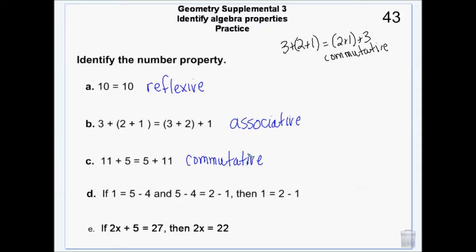1 equals 5 minus 4, and 5 minus 4 equals 2 minus 1. So 1 equals 2 minus 1. Essentially this middle bit was crossed out and taken out, so that's transitive. Then, 2x plus 5 equals 27, then 2x equals 22. I subtracted 5 from both sides to get here, so that's subtraction.